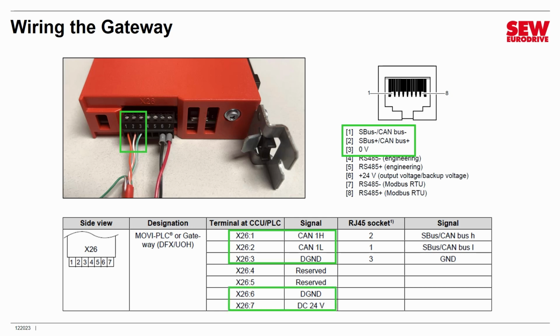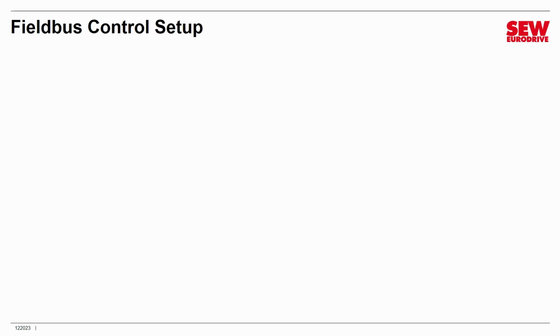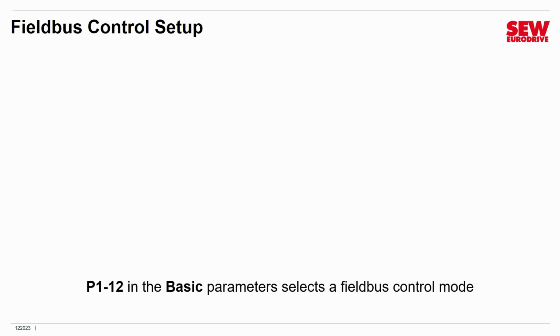You can see I've got one hooked up here. And that is all you have to do to wire up the gateway. So it's relatively simple. In order to configure your VFD to work with the gateway, you need to set a number of parameters. The first thing you do is go to parameter 1-12 in the basic parameters.